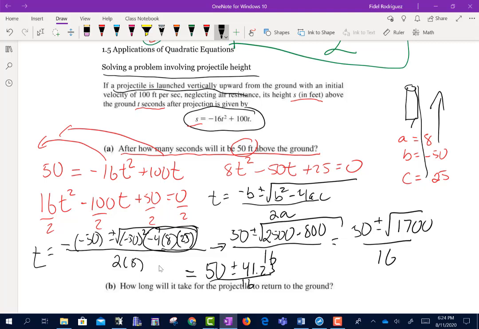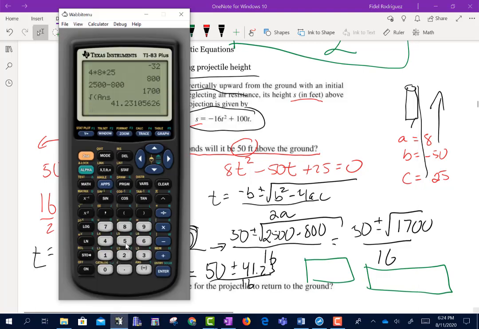Okay, so we're going to do two things here. We're going to write our answers in green. Remember what plus and minus means. Plus and minus means exactly that. So I'm going to take 50 plus 41.23, and I'm going to take that number and divide it by 16, because that's the number I have on the bottom. So when is it going to be 50 feet above the ground? At one time it's going to be at 5.7 seconds.